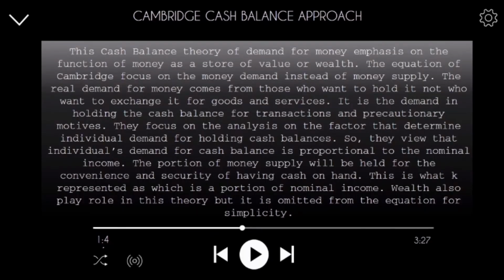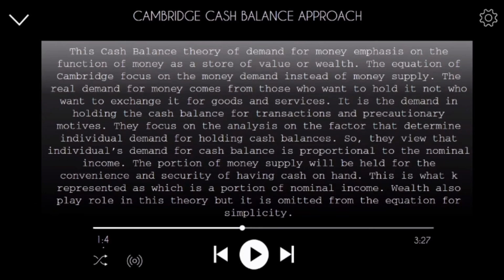This cash balance theory of demand for money emphasizes the function of money as a store of value or wealth. The Cambridge equation focuses on money demand instead of money supply. It is the demand for holding cash balances for transactions and precautionary motives. They focus their analysis on the factors that determine individual demand for holding cash balances, so they view individuals' demand for cash balances as proportional to nominal income.